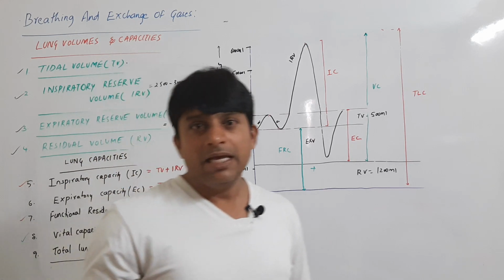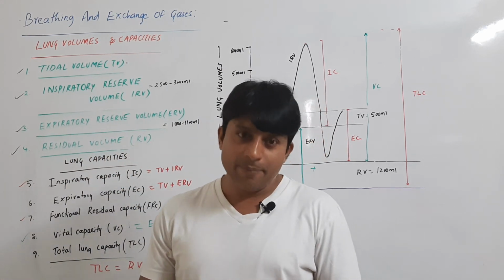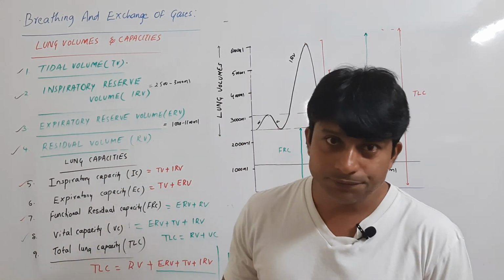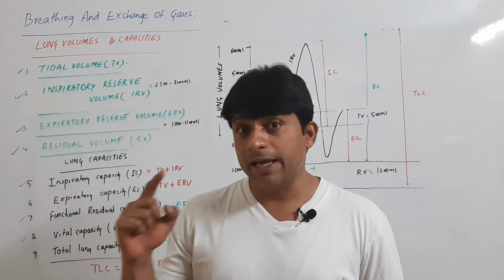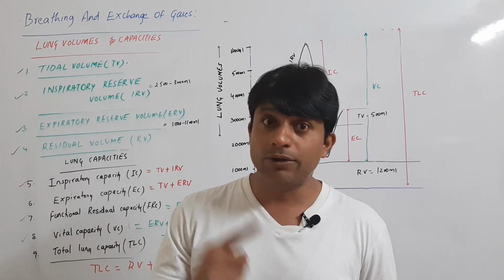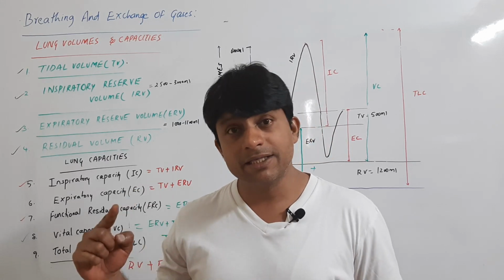Okay, so that's it. These are the lung volumes and lung capacities. Hope everybody understood. Our next topic will be the transport of gases like oxygen and carbon dioxide, how transport of oxygen and carbon dioxide takes place.